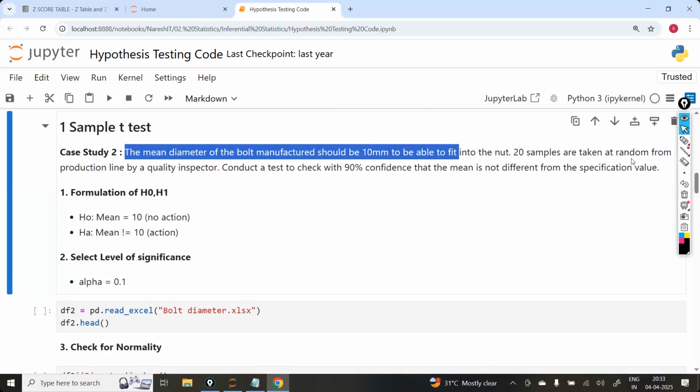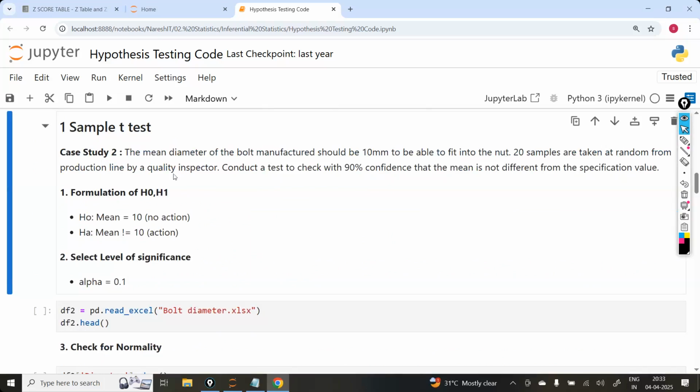20 samples are taken randomly by the quality inspector. He has picked 20. He wants to conduct a test with 90% confidence. What is meant by 90% confidence? Acceptance is 90%, rejection is 10%. Confidence is nothing but the acceptance area. Level of significance is nothing but the rejection area.